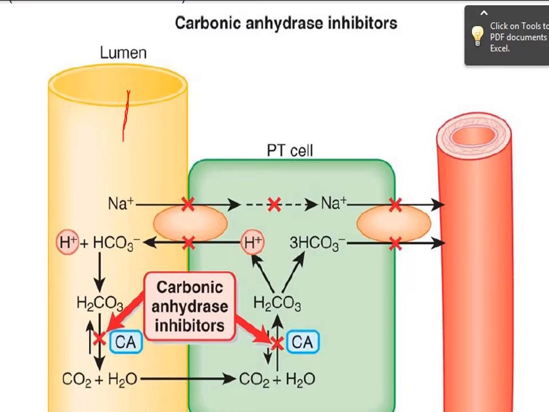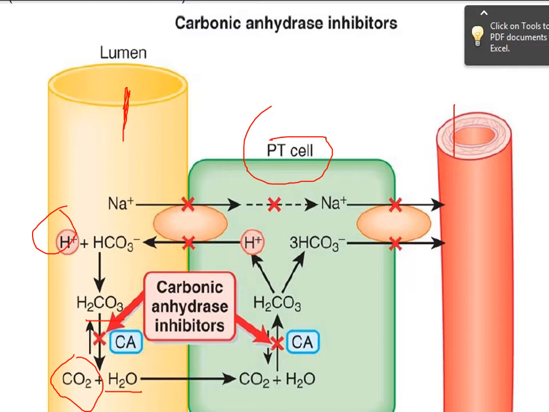If we study the picture, that is the lumen, that is the segment of the nephron, these are the cells, and then there is the blood, the blood vessels. Sodium goes in and then bicarbonate comes; the hydrogen combines with the bicarbonate to form H2CO3. Then there is the enzyme carbonic anhydrase, which separates that compound into CO2 and water. Then CO2 goes into the cell and combines again, and the cycle goes on.